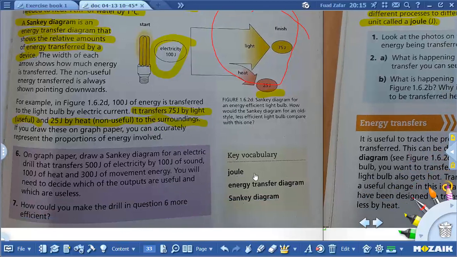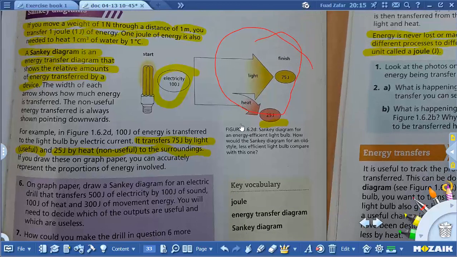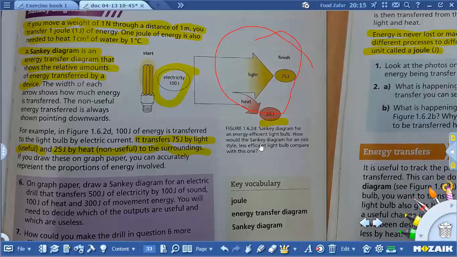Coming to this, what is a joule? As I told you, joule is a unit of energy. An energy transfer diagram has arrows that show energy transfer from one form to another. The Sankey diagram shows the relative amount of energy transferred by a device in different directions. That means you will have useful energy and you will have non-useful energy.